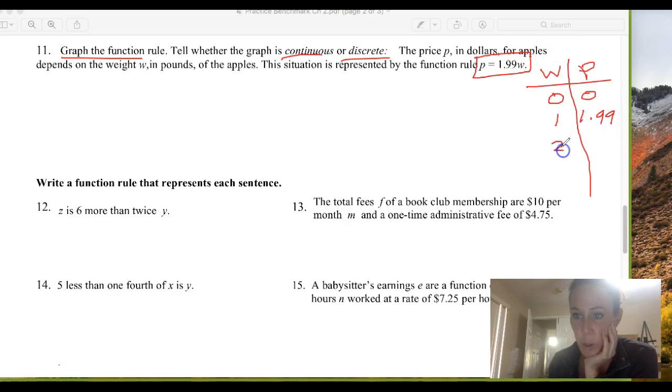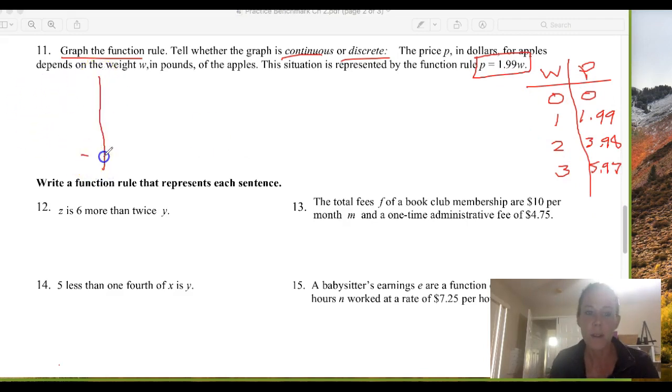If I buy 2 pounds of apples, let's go 2 times $1.99. What's that going to be? $3.98 in price. If I go 3 pounds of apples, 3 times $1.99, $5.97. Okay, so that's how much I would pay. Now, that's how I'm going to graph. Let's go ahead and graph.